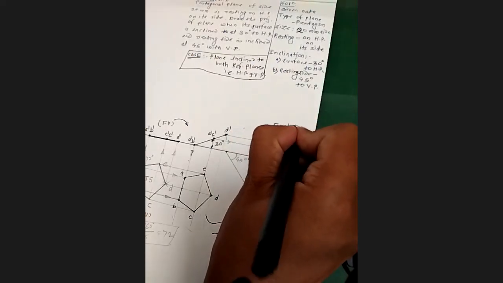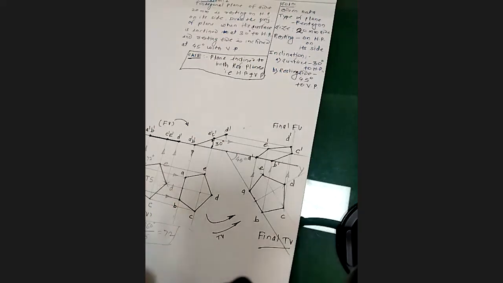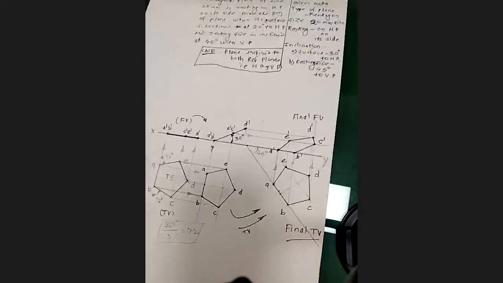This is the final top view, for which we have considered these two stages, and with some assumption, this is the final front view and the top view. We have moved step by step so that we are able to get the final answer. Okay, so Rujita, you can stop.